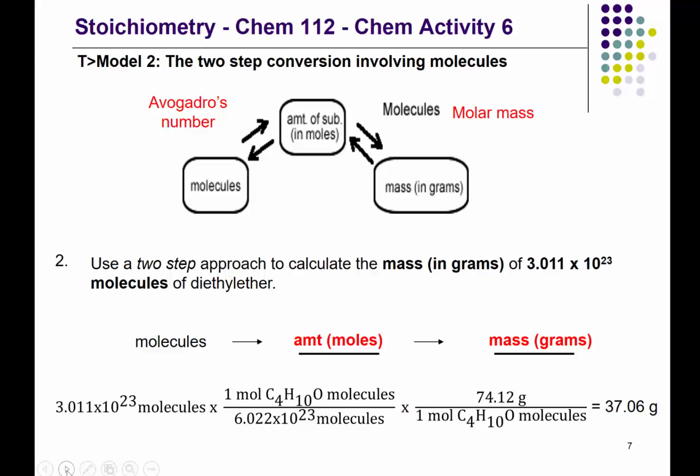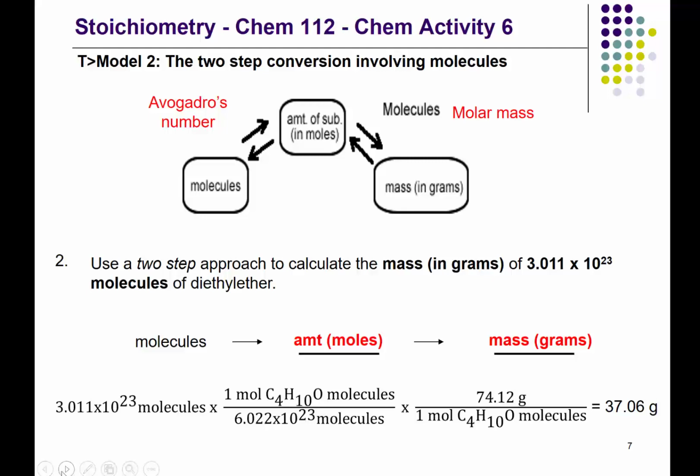Note, I write in the word molecules because technically that is correct, but of course it gets kind of long-winded, so I'd understand if you don't include that. And then finally, we multiply by the molar mass, 74.12 grams per 1 mole of C4H10O. Everything cancels, and we end up with the mass in grams. Again, note that when these questions are being asked, usually we wouldn't say use a two-step approach, but rather we would just say calculate the mass in grams for this number of molecules of diethyl ether.